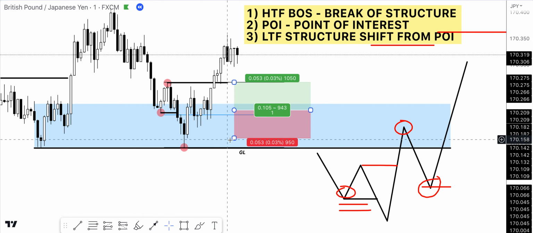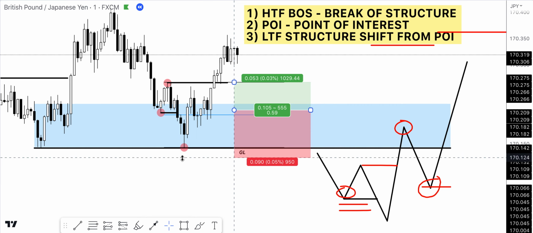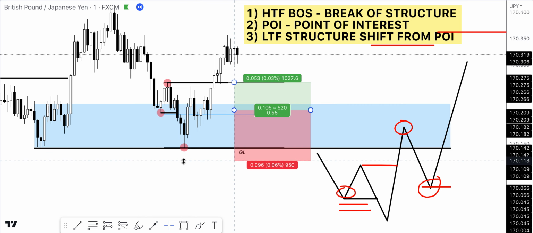Stop loss goes below the low, below our guarded low. Give it a little bit of room to breathe. There's no need to be greedy. Allow that trade to play out. Okay, give it a little bit of room to breathe.